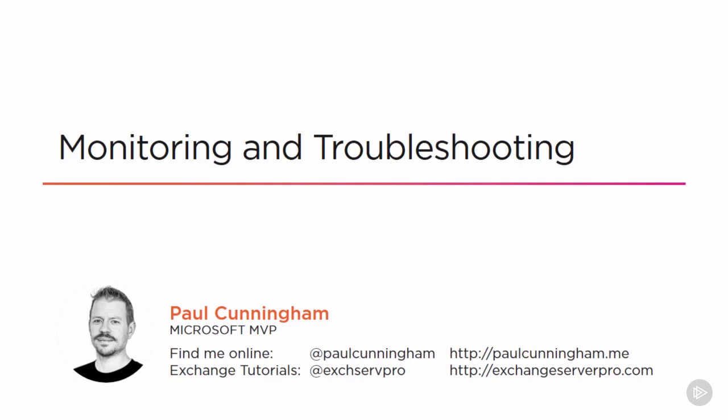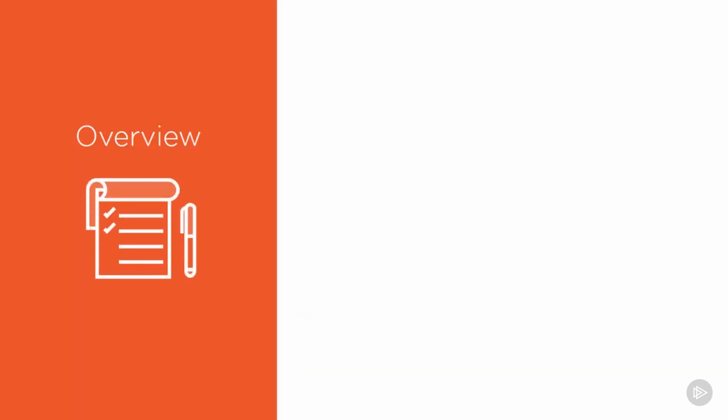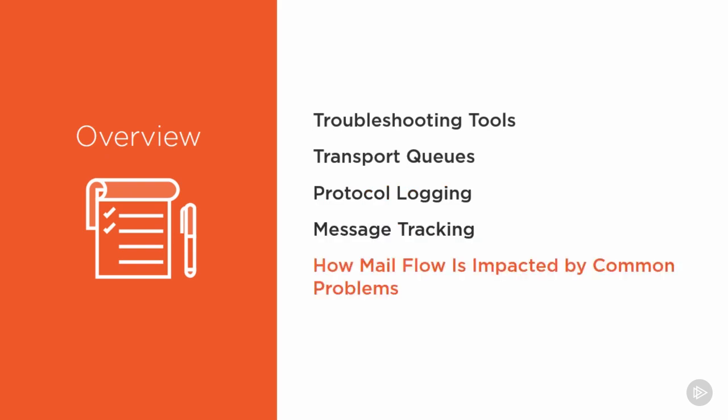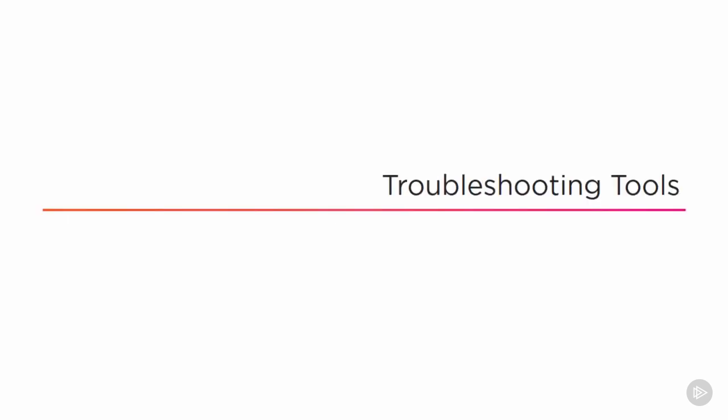Welcome back. This module is going to cover monitoring and troubleshooting for transport. There is a lot to talk about when it comes to monitoring and troubleshooting Exchange transport. For this module, we're going to look at some troubleshooting tools that you can use, how to look at transport queues, how to use protocol logging, how to perform message tracking, and also how mail flow is impacted by some other common problems. Let's start with troubleshooting tools.